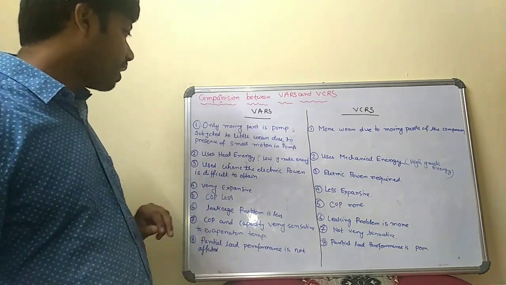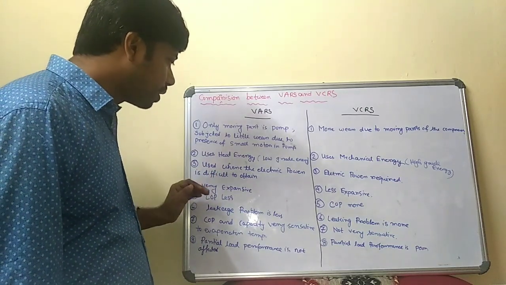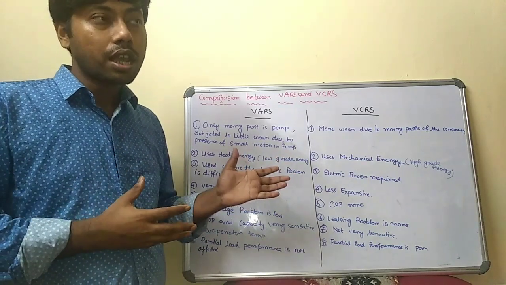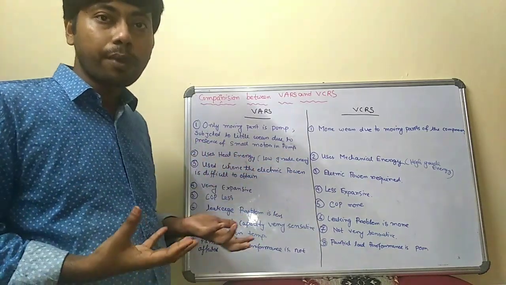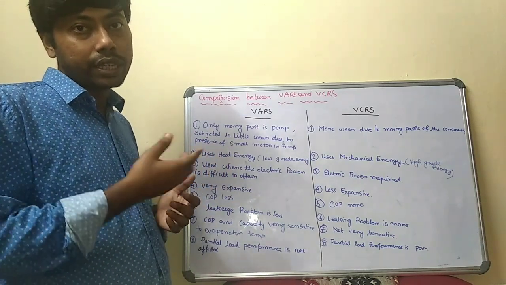The third point is that the VAR cycle is used when electric power is difficult to obtain, because as such no electric power is required. Solar power can also be used to heat the coil and produce the refrigeration effect.